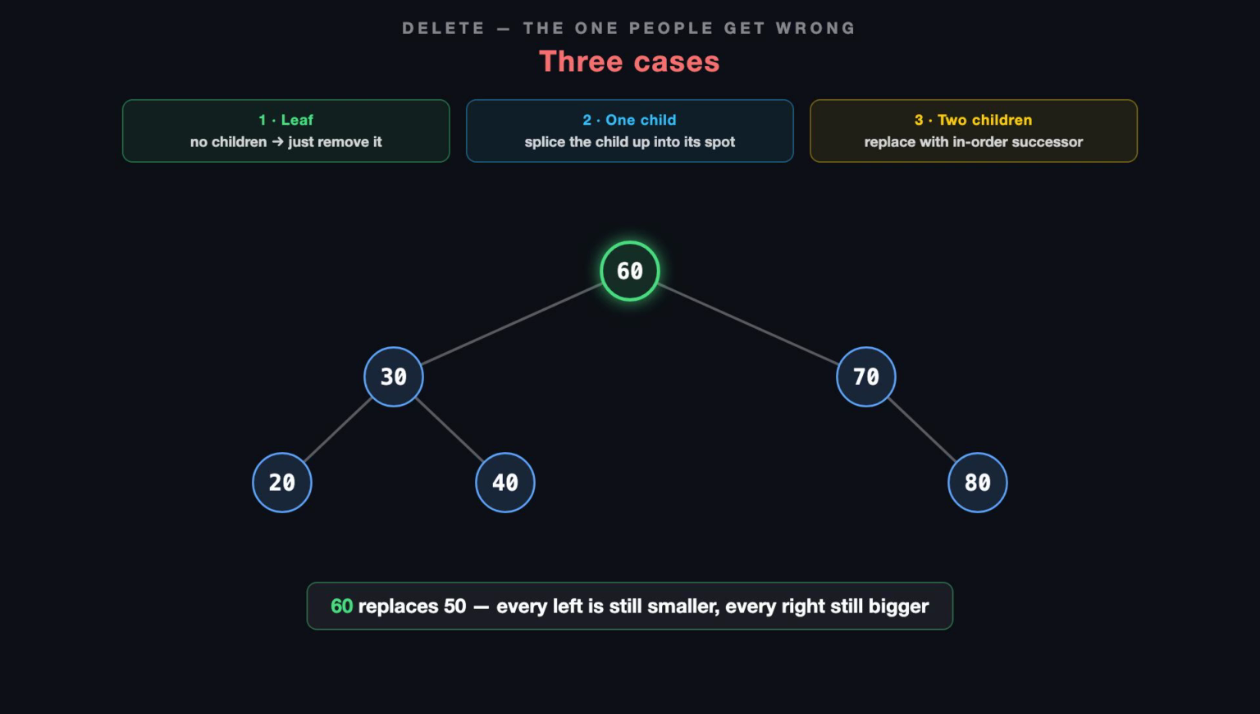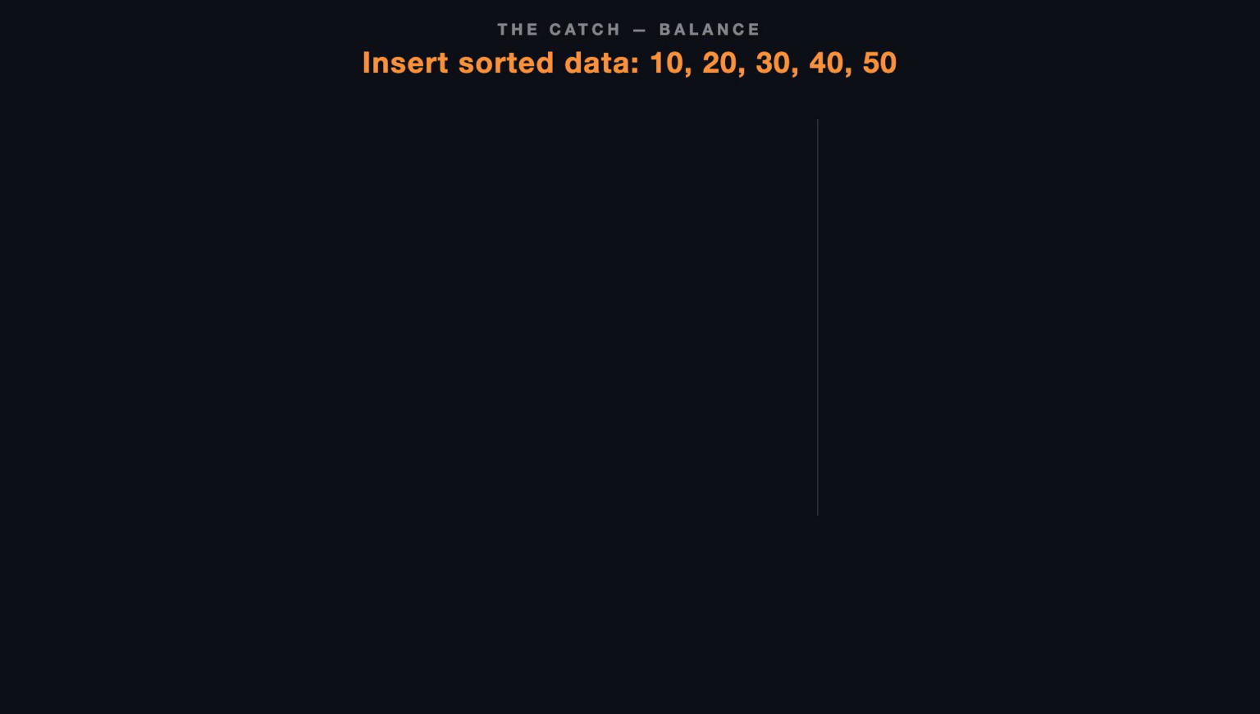The promise held. Now the catch, the thing that can wreck all of this. The tree is fast only when it is bushy and balanced. But look what happens if we insert already sorted data. 10, 20, 30, 40, 50.